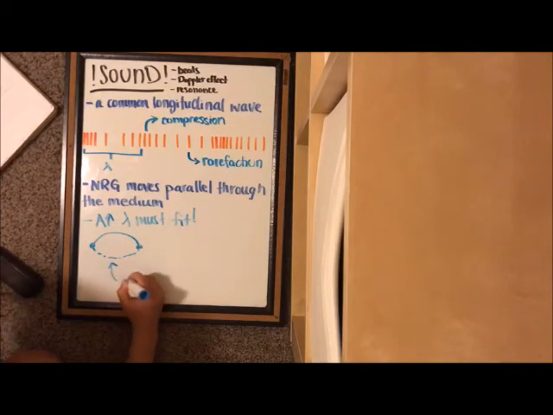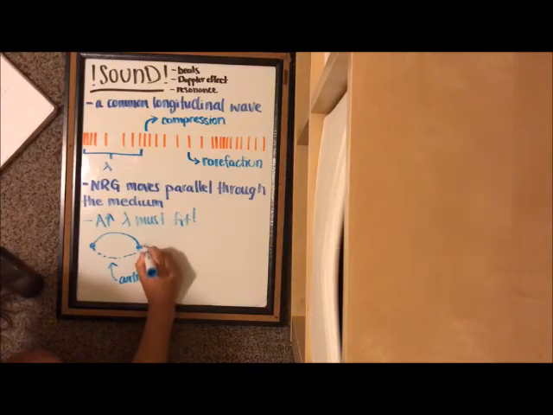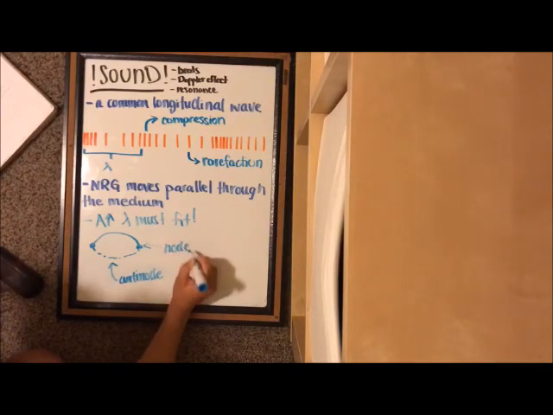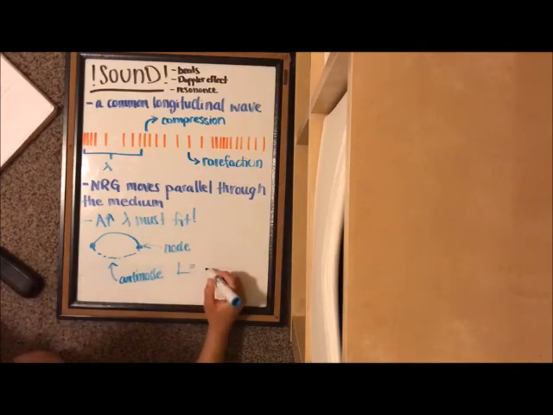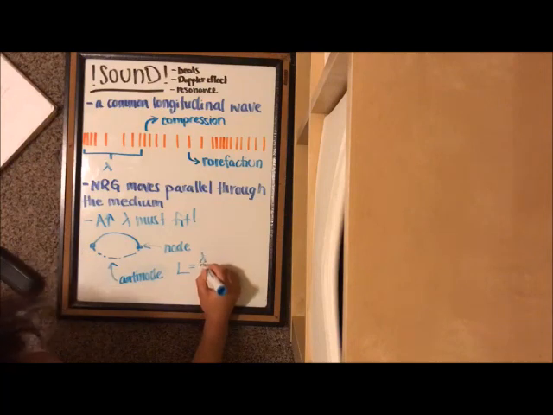And here's where you have an antinode and a node here. Here, L equals wavelength over 2.